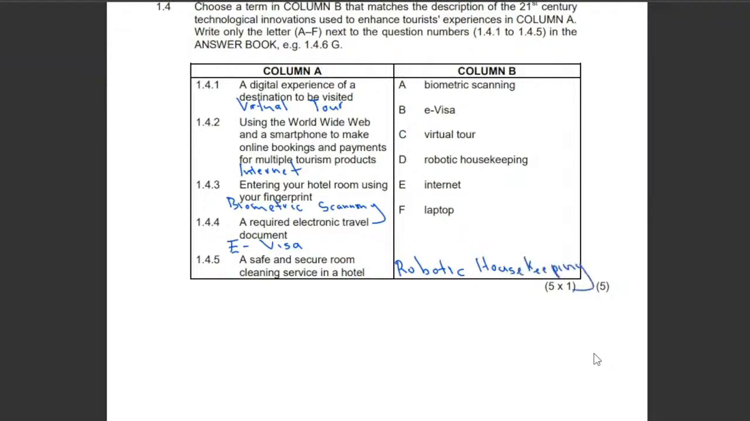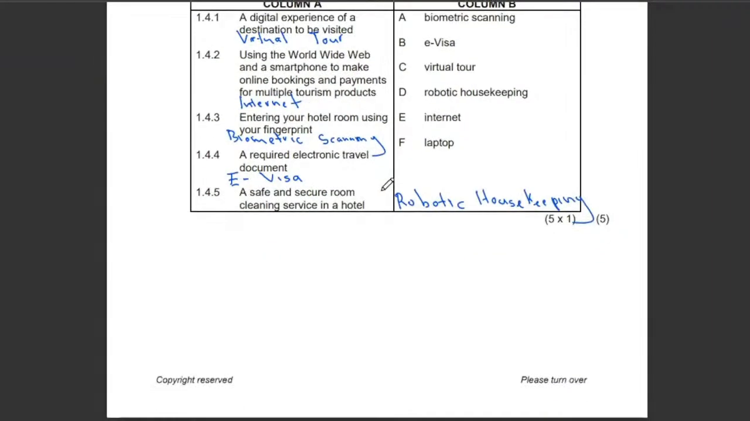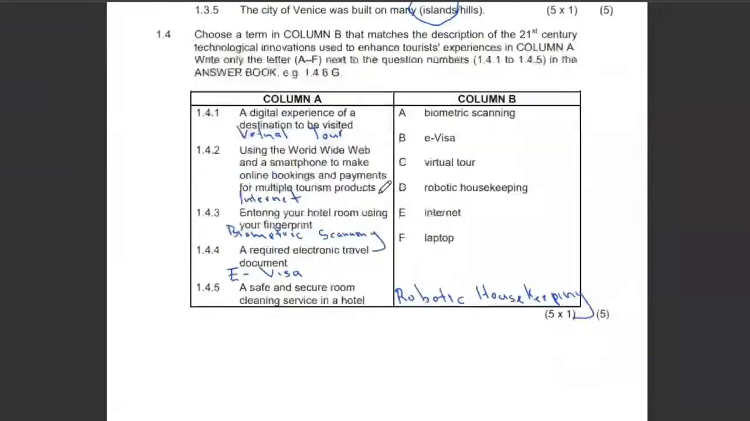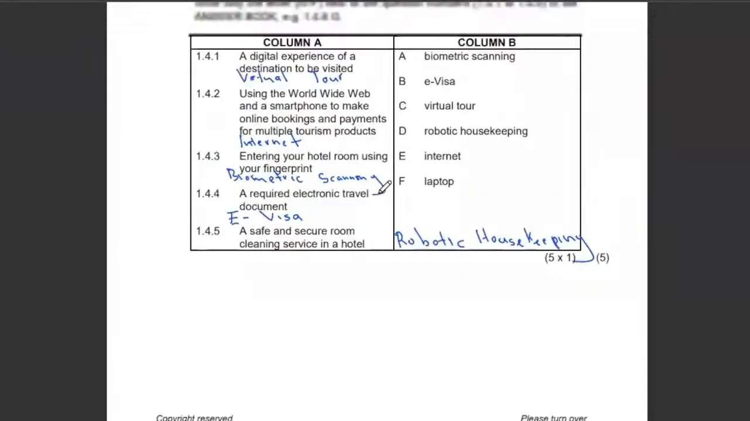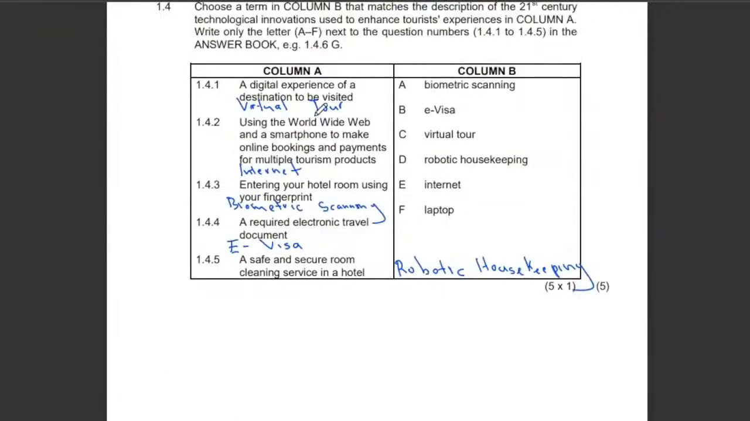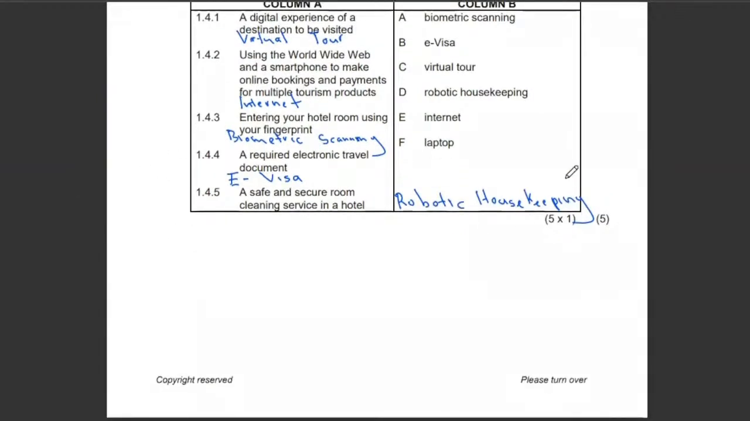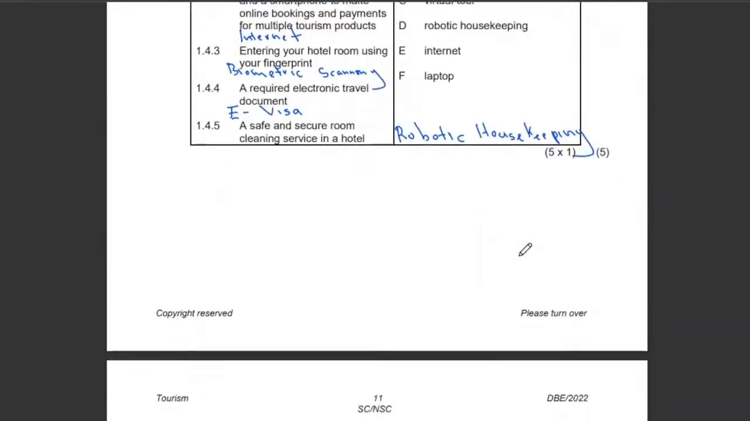So these are the answers for the five different questions which appear there. A digital experience of a destination to be visited, that's a virtual tour. Using the World Wide Web and a smartphone, that's an example of how you can use the internet. Then biometric scanning, it answers question 1.4.3. Then a required electronic travel document, that's an e-visa. Then a cleaning service, that's robotic housekeeping for you.